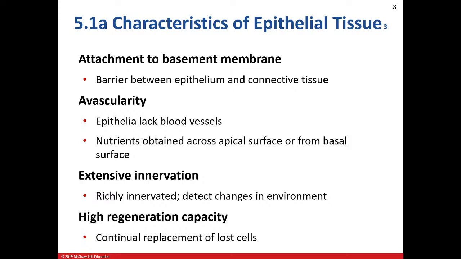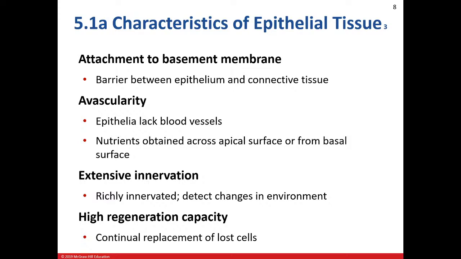Some connective tissues have a lot of blood vessels. We'll talk about that in a minute. Epithelial tissues are extensively innervated, especially the skin. They detect changes in the environment. And they have a high capacity for regeneration. In other words, they can divide and replace themselves. Remember, not all cells are able to do that. Muscle and nerve cells, for instance, cannot divide and replace themselves.